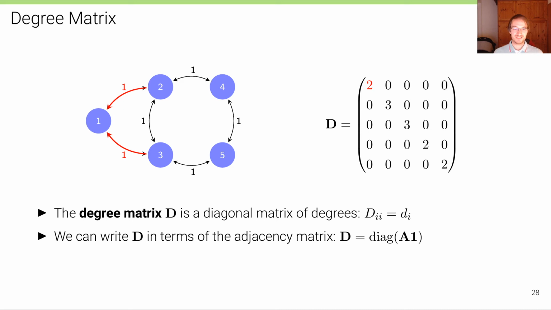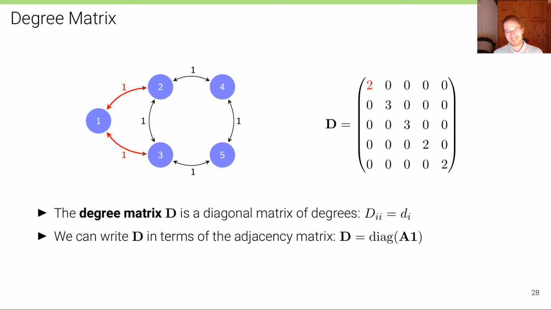Now, the degree matrix D is a diagonal matrix where we put these degrees at the diagonal. So in this case of an unweighted graph, we have 2 for node 1, we have 3 for node 2, because there are 3 incident edges, one from node 1, one from node 3, one from node 4. We have 3 for node 3, because there are also 3 incident edges. But we have just 2 and 2 for node 4 and 5, because there are only 2 incident edges each. And it's 0 everywhere else because it's a diagonal matrix.